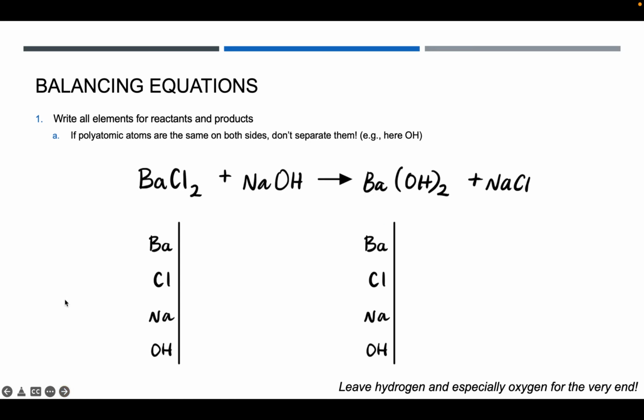Looking at balancing equations, let's start with this example here. So the first step I always like to do is write out all of my reactants and all of my products on one side. And when going to the next step of balancing equations, you're always going to leave hydrogen and especially oxygen for the end. And it's actually pretty convenient that they're both polyatomic here, or bonded to each other. We're going to go ahead and leave them like this.